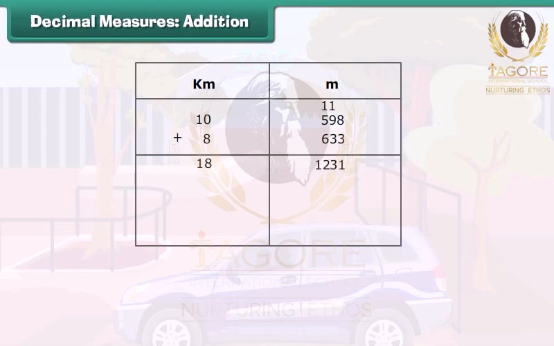1231 meters, which is equal to 1 kilometer and 231 meters. Thus, 1 kilometer is added to 18 kilometers. In total, they have covered a distance of 19 kilometers and 231 meters. Similarly, we can add the quantities given in different units.